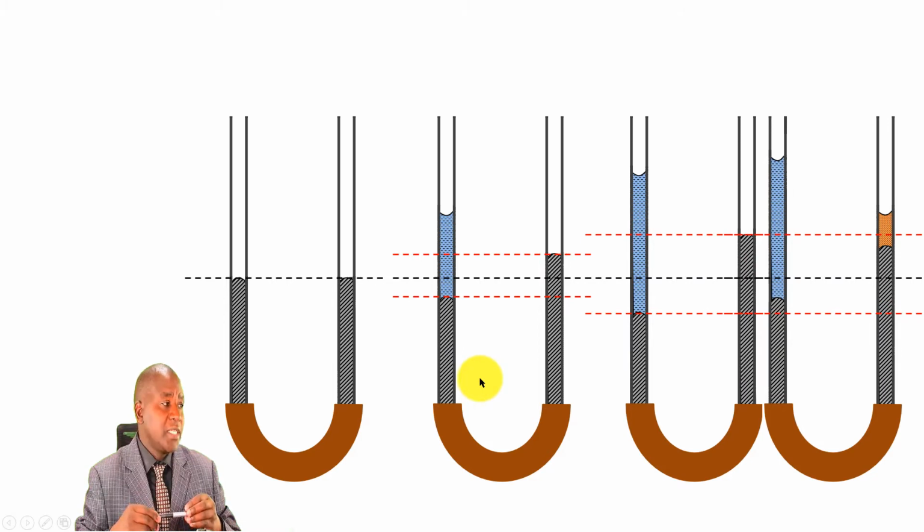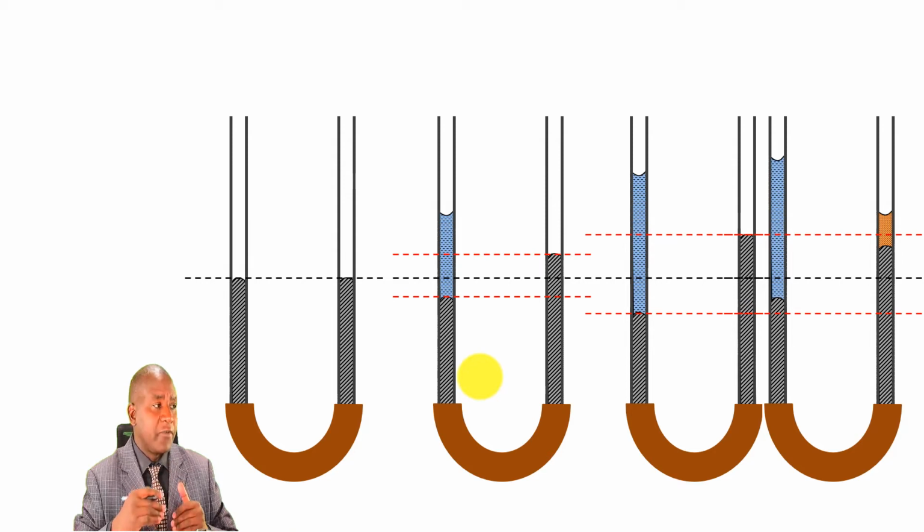Now, let us see what happens when we introduce another liquid into the right hand arm. I've already looked at a situation where I introduced one liquid on the arm on the left, which is this one here, and this one rises while this one falls, and it allows me to calculate the density of any one of those two liquids.